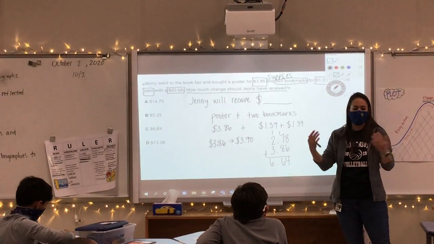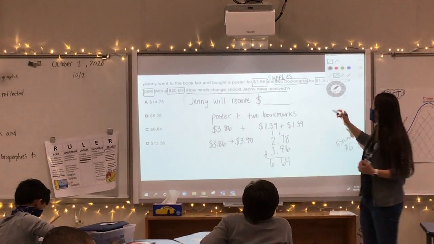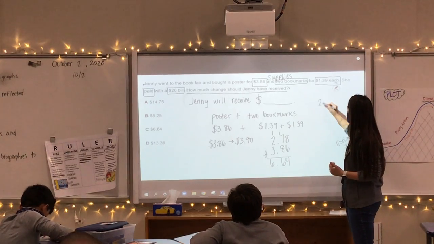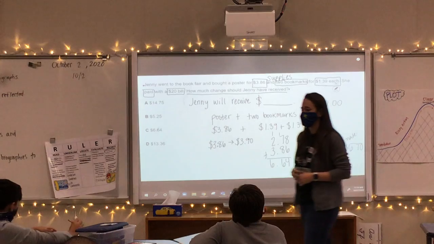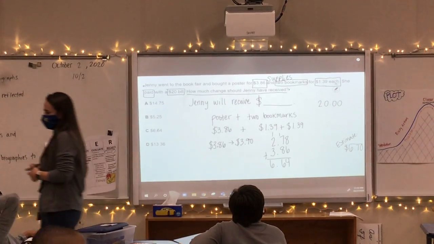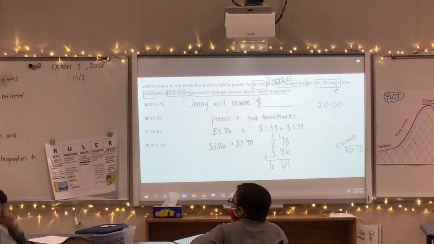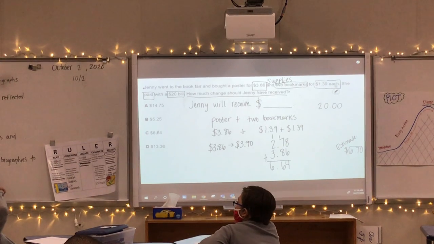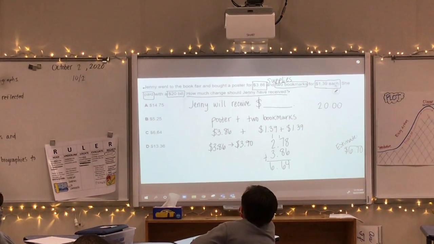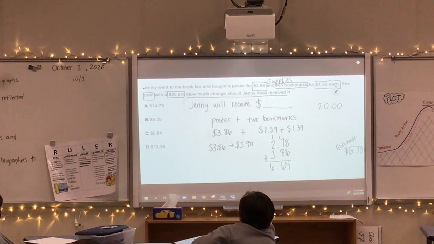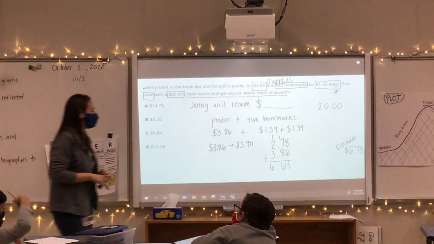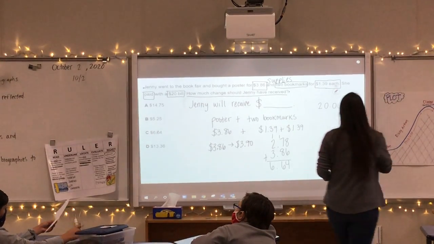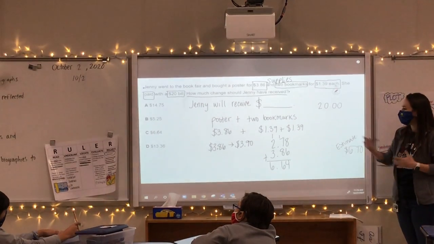$6.64 that we need to take away from our $20. So we have $20. But let's get an estimate about how much change she is going to receive. Well, she's giving them $20. How much did it cost her? $6.70, if you add tax. I'm not worrying about tax. Alright, so $6.70. So about how much is she going to spend?